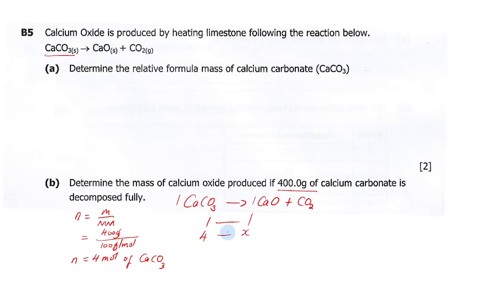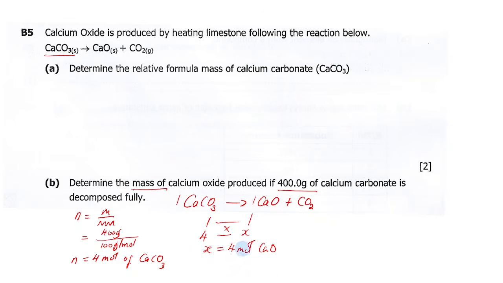X. You put X. Then you cross multiply, X times 1 equals 4 times 1, which will be 4. So meaning X is 4. If 1 mole gives you 1 mole, then 4 moles gives you 4 moles as well. Now that you know 4 moles of calcium oxide, you can find the mass, because the question is asking for mass.